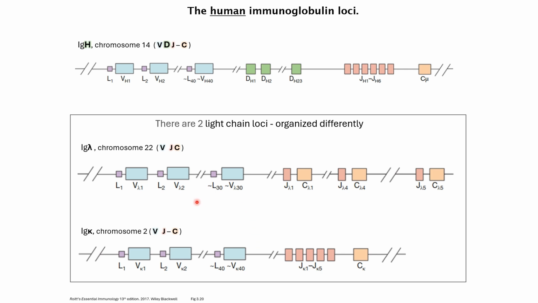And likewise, we have a number. It's not the same number. It's different, but there are about 30 lambda V segments and 4 J segments. For kappa, 5 J segments and about 40 V segments. The L refers simply to a signal sequence which is necessary during the translation of this protein to direct the antibody to the endoplasmic reticulum, the rough endoplasmic reticulum.